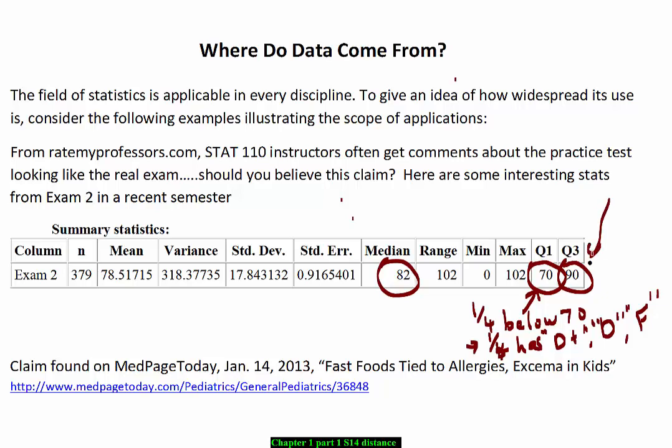Q3 of a 90, if 3/4 of the class is below a 90, then 1/4 is above it. So 1/4 of the class got an A on their test. So, as you can see, 1/4 of the class failed the exam, 1/4 of the class got A's, and the other half got B's and C's. So, does it sound like if the practice test is exactly like the real test, and mostly everybody comes to our reviews in that class, so they've done the practice test, does it sound like the practice test is exactly like the real exam?